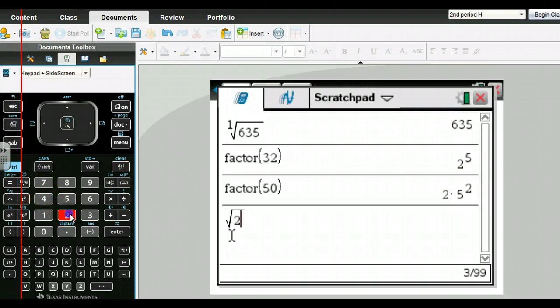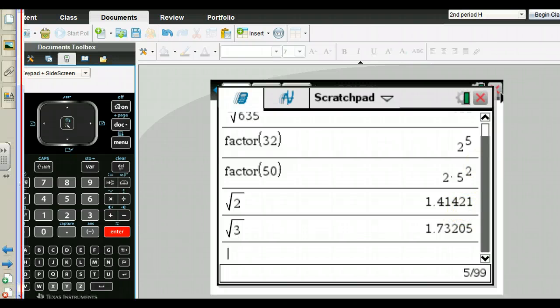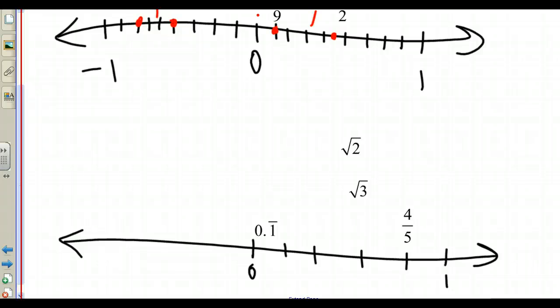Square root of 2. And I'm going to hit Control Enter to get the decimal there. And I'm going to type in square root of 3 and hit Control Enter to get the decimal there. So 1.41 and 1.73. Let's see if that helps.